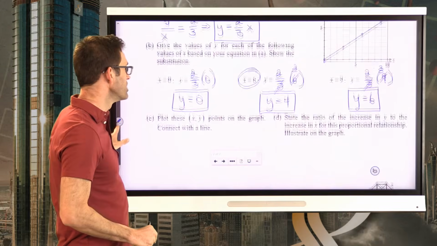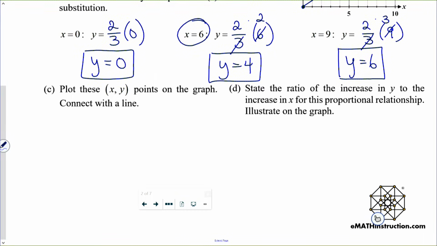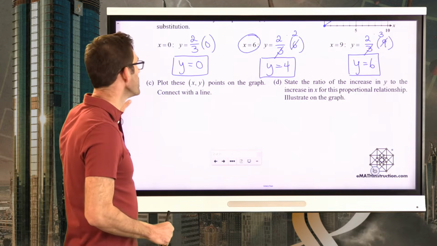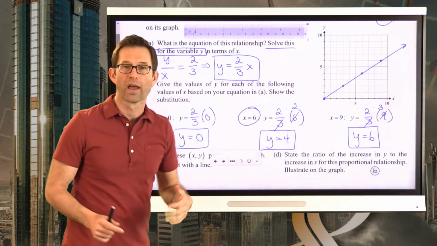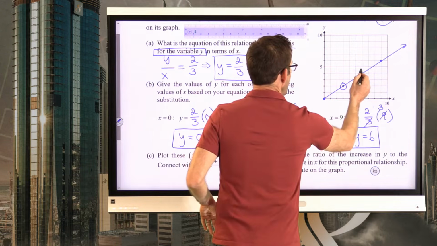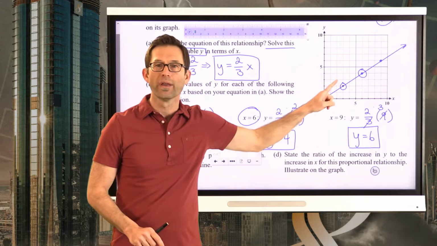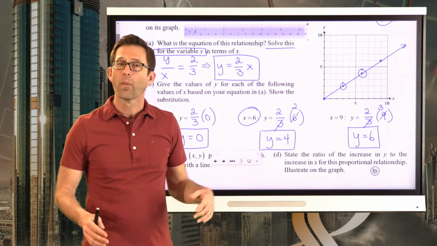Now, letter D. This is very, very important, letter D. Let's take a look at it. State the ratio of the increase in y to the increase in x for this proportional relationship. Illustrate on the graph. All right. So this is really, really important. Let's actually take a look at the graph, and let's focus maybe on this point and this point, right? And think to ourselves, if we were moving from this point to this point, how would we do it?